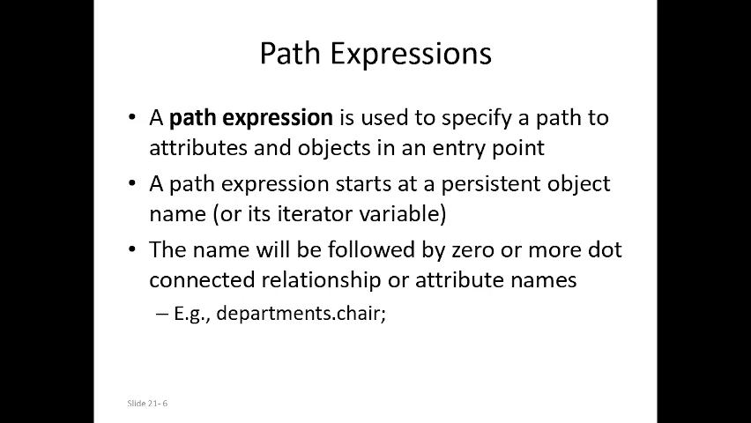For example, suppose we have departments.chair, or we have CS_department.chair.rank, or CS_department.has_faculty. So for example, departments.chair returns an object of type faculty, because that is the type of the attribute chair of the department class.